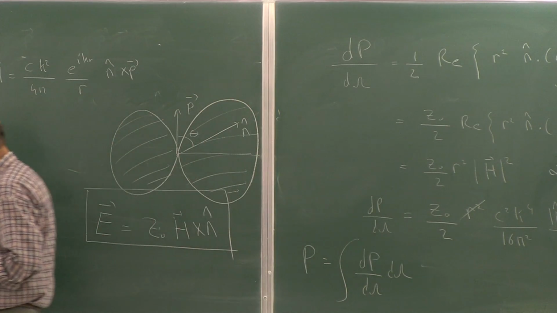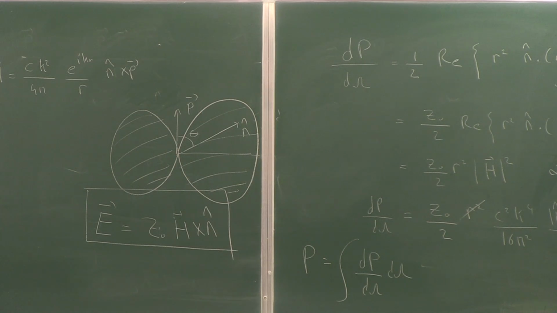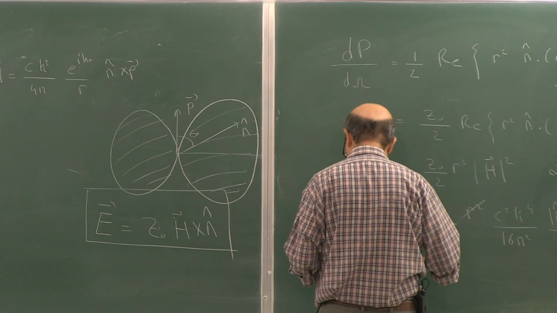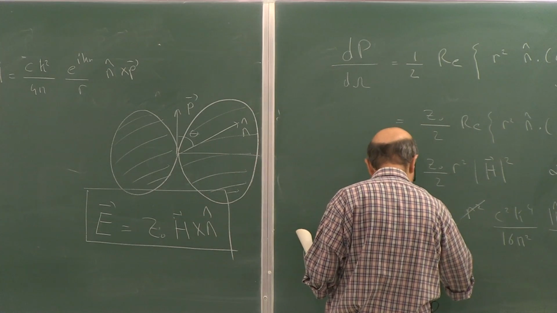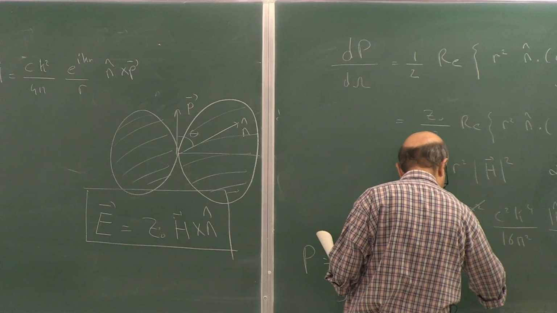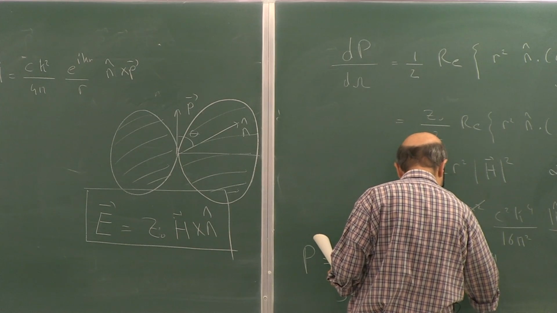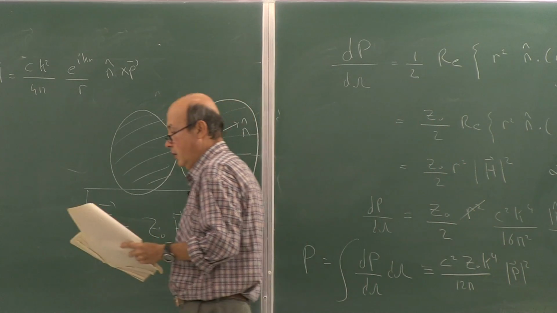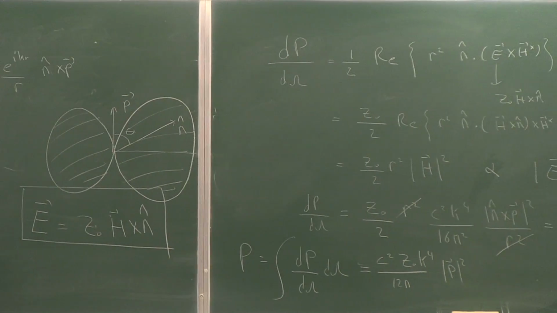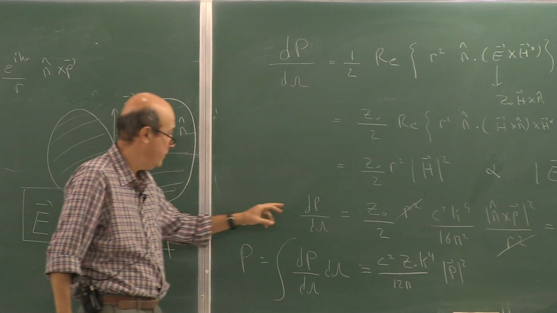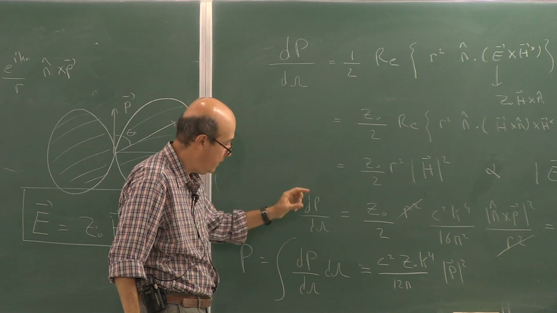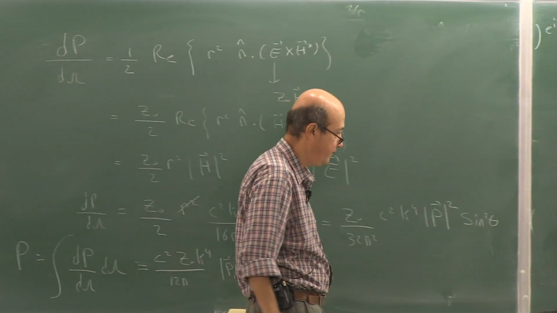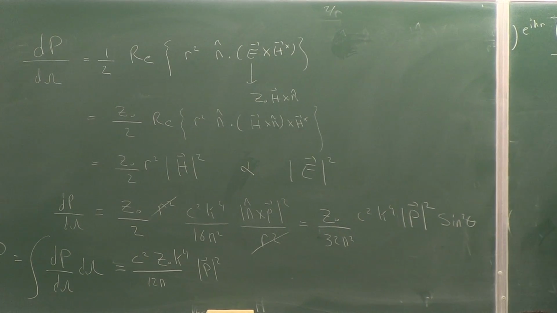And if you do this calculation, you will obtain something again related to the magnitude squared of the electric dipole moment, and that something will be c squared Z0 k to the 4 over 16 pi times p squared. So this is the power emitted per solid angle from a dipole, and this is the total power, and both of them are related to the magnitude of the electric dipole moment.